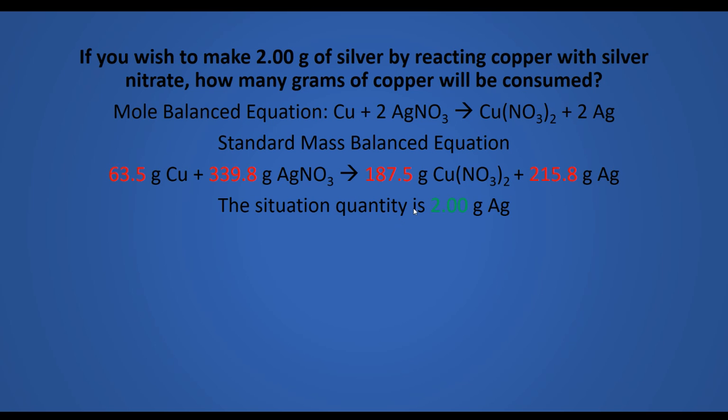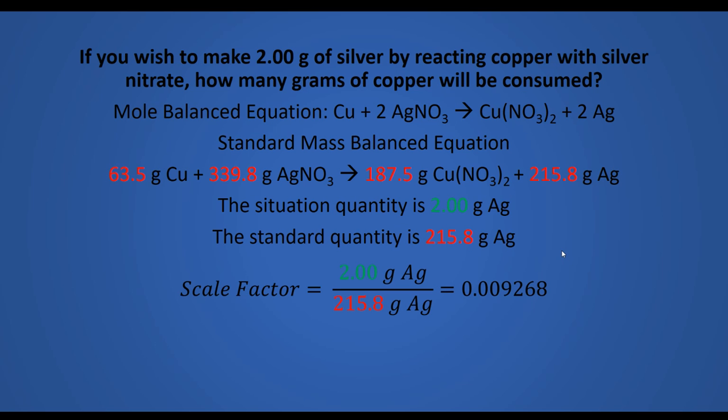The situation quantity is 2 grams of silver. Standard quantity is 215.8 grams of silver. So there we're going to get our scale factor by situation over standard. Grams of silver cancel, very nice. And then what I'm going to do is, looking back at the problem, notice that it only asked me about grams of copper. So unlike in our last video, where I would have taken this 0.009268 and multiplied it through everything, it's going to multiply by the copper. That's all I was asked about. And there we are, we're done.